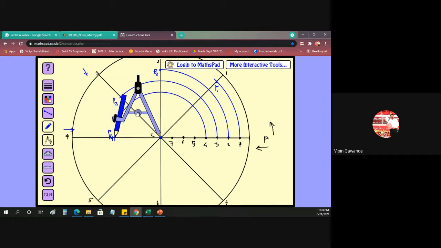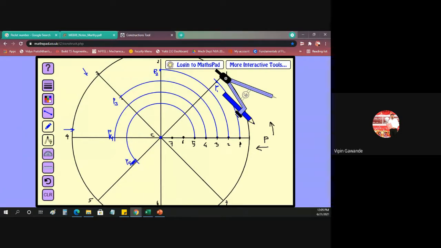Now the next is when the CP line comes to C5. When it comes on C5, it will move 5 divisions inside. So we have to take the C5 distance in the compass, and then draw the arc and cut the C5 line here. So this is the P5 point. How many divisions does it go inside? 5 divisions: 1, 2, 3, 4, and 5. That means this distance is 5 divisions. This distance is 4 divisions, this much division.